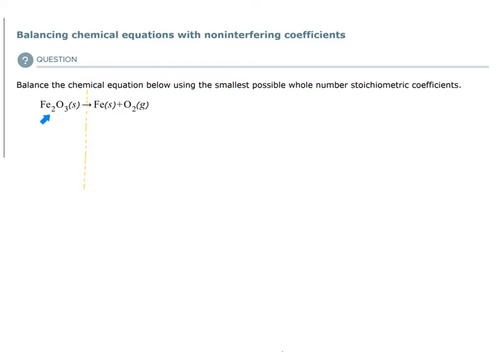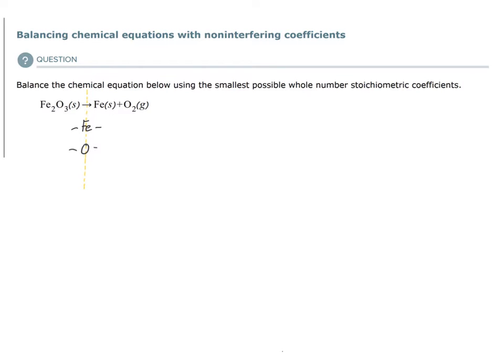The number of iron or oxygen atoms on this side of the reaction should equal the number of iron and oxygen atoms on this side of the reaction. So the first step to balancing is to list out the kind of atoms that are present. Well, if I look on the left side, I see iron atoms present. If I look also, I see oxygen atoms present.